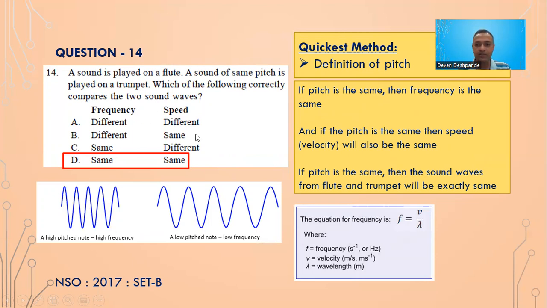But again, if the pitch is the same, then the velocity will also be the same. The frequency is definitely the same. The speed or the velocity will also be the same. Frequency is velocity upon wavelength. And here, if the pitch is the same, then both the waves will exactly be the same. The sound waves of the flute and the trumpet will exactly match, and the frequency and the speed of both the sound waves will be exactly the same for the same pitch.